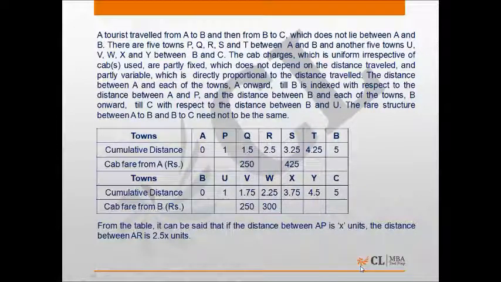In this set, the basic info states there are 5 cities between A and B, and these are P through T, and 5 cities between B and C, and these are U through Y.